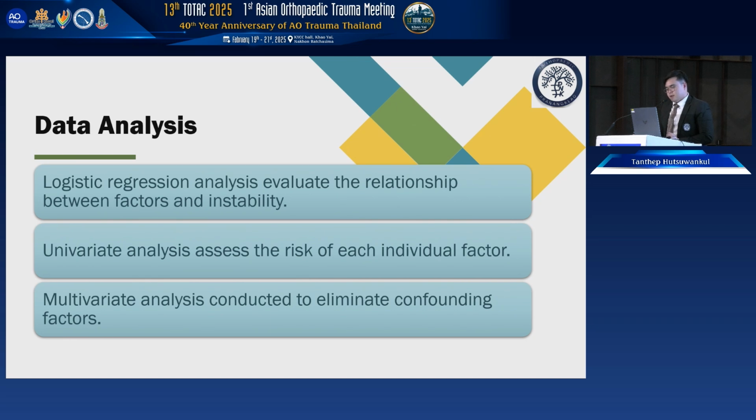For data analysis, we used logistic regression analysis to evaluate the relationship between the factors and instability. Univariate analysis assessed the risk of each individual factor, and multivariate analysis was conducted to eliminate confounding factors.